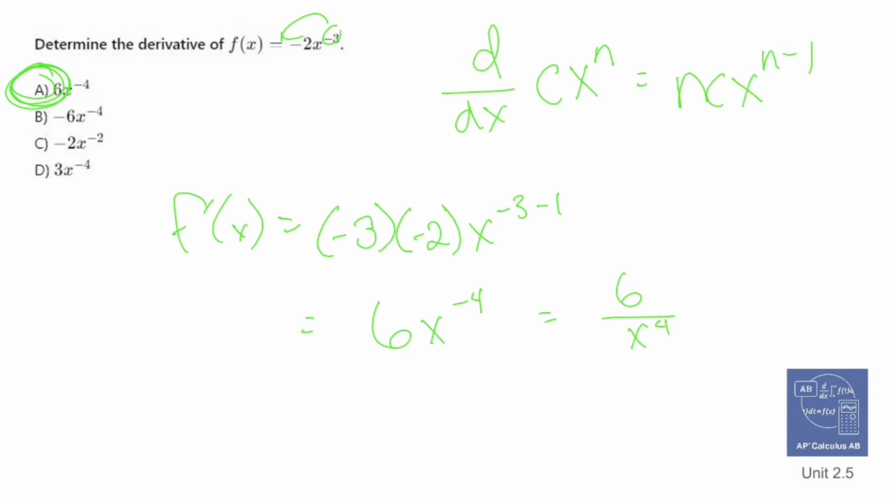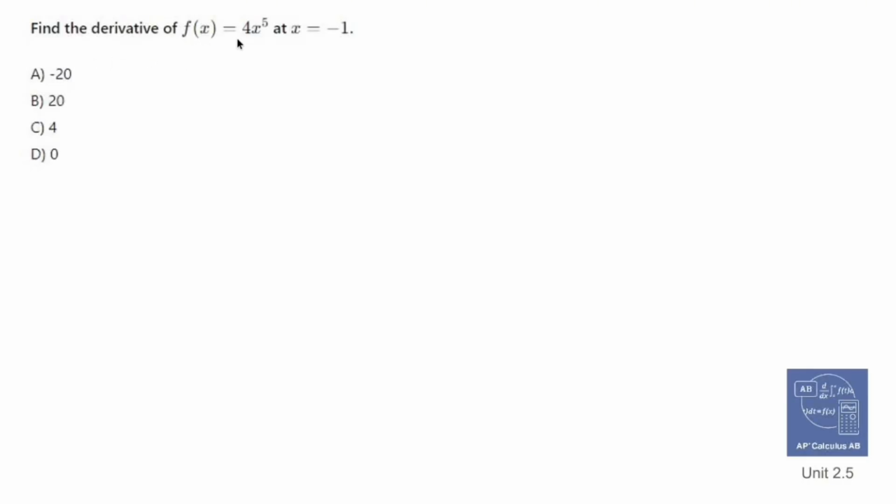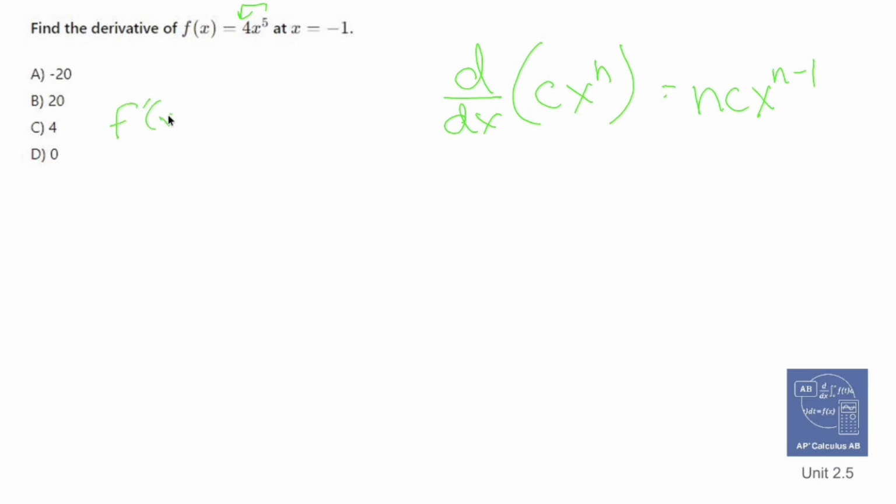Fun stuff. Find the derivative of f of x equals 4x to the fifth at x equals negative 1. This requires what's called the power rule. The power rule says that if you take the derivative of some number times x to the nth, you are going to take that n, multiply it to c, and then subtract 1 from n. So that's not going to be any different here. I'm going to take 5 and multiply it to 4, so f prime of x is going to be 5 times 4x, and then I'm going to do 5 minus 1 because you subtract 1 from that 5. And so f prime of x is going to be 20x to the 4th.